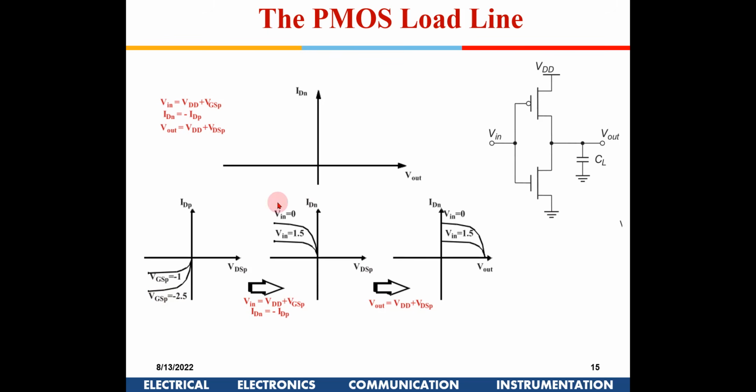Now instead of IDP, I am writing IDN. The current here is negative, and that is why this is negative. I have pushed it onto the top, just to overlap these two curves and see the operating points. Instead of IDP, I am plotting IDN. IDN is nothing but ID source, so that is ID source of the PMOS. That is why this has gone onto the top.